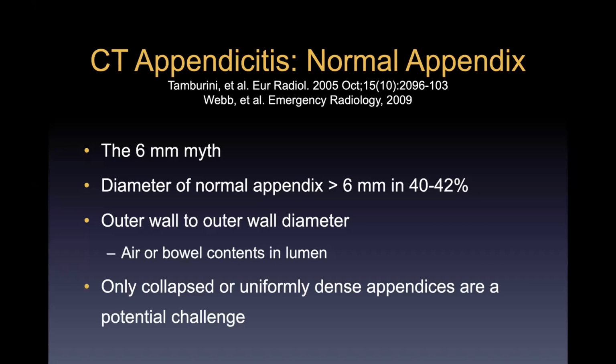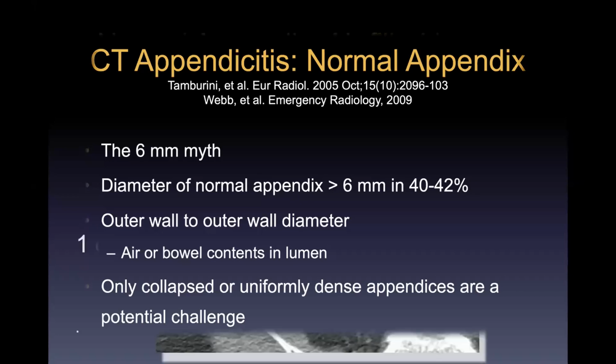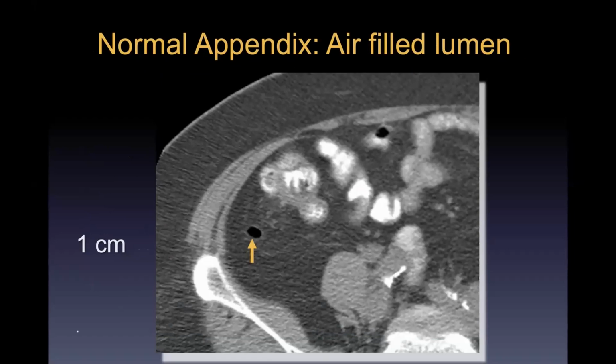Now, most of the time, what's in the lumen is going to sort of help you figure out whether you're looking at an abnormal appendix or not. And it's really only appendices that are sort of collapsed or uniformly dense looking where it's going to be potentially challenging to determine whether a biggish appendix is normal or abnormal. So what am I talking about? Here's an example of an appendix that's 1 centimeter, clearly over that 6 millimeter number, but you know, everyone is going to call this normal. The walls are imperceptibly thin. You can barely see them. There's no inflammatory changes at all.